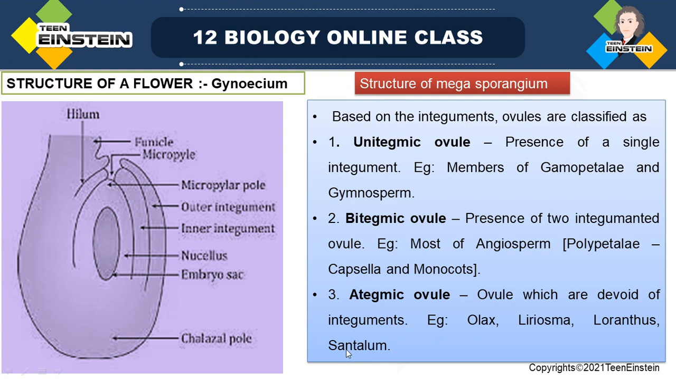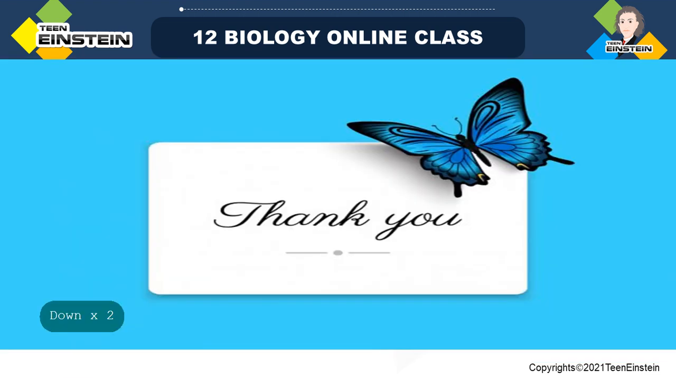Clear? So based on the development of the nucellus, ovules are classified into two, and based on the integument, ovules are classified as unitegmic, bitegmic and ategmic. That's all about today's class. We have gone through the female part, the gynoecium of plants. Then we learned the structure, then the structure of the ovule. All these things we have learned.